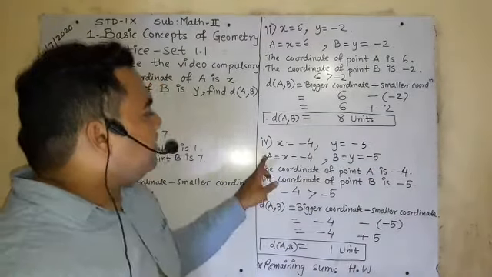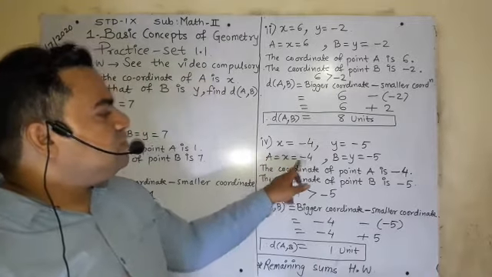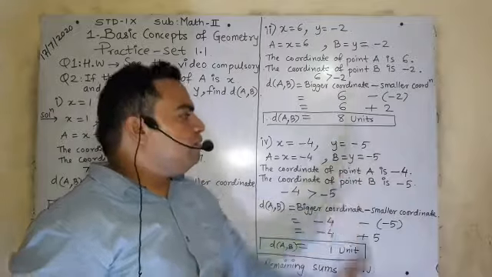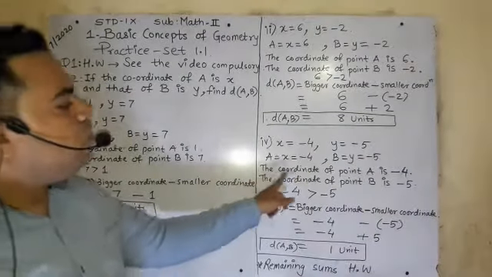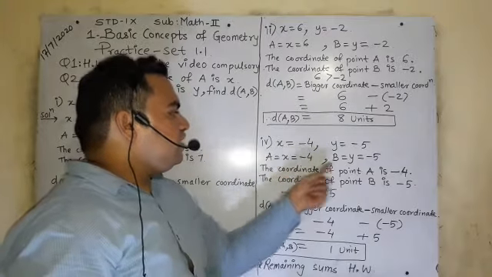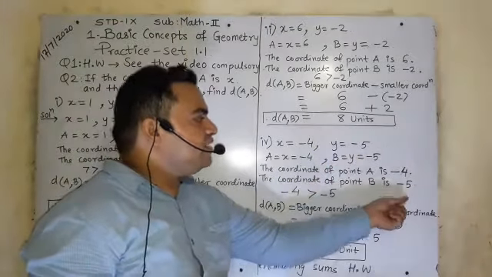Now I will write A is equal to x, which is equal to minus 4. B is equal to y, which is equal to minus 5. Okay. So the coordinate of point A is minus 4. The coordinate of point B is minus 5.